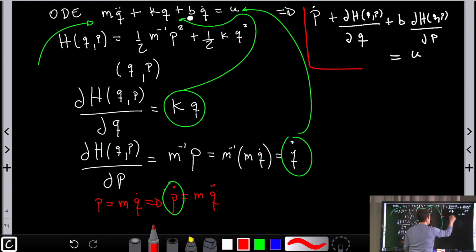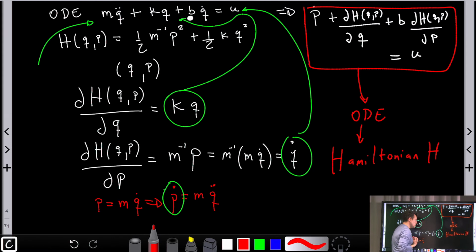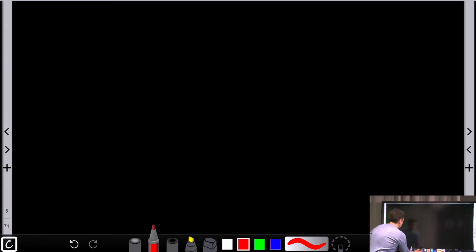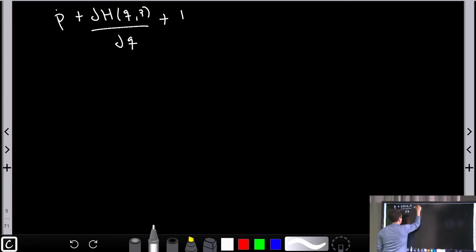Now you can see that I have rewritten our ordinary differential equation. Our ODE that represents the dynamics of the mass under an exerted force has been rewritten using the Hamiltonian function H, and also in terms of our generalized coordinates q and p. I will bring this result now to the next slide. The result that we just got is that the dynamics of p plus the partial derivative of H(q, p) with respect to q plus b times the partial derivative of H(q, p) with respect to p is equal to u.